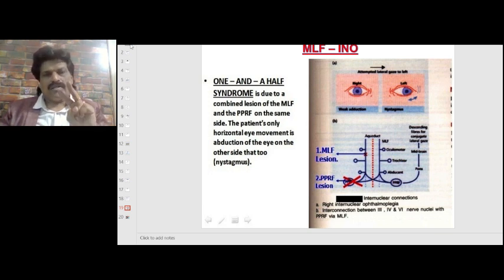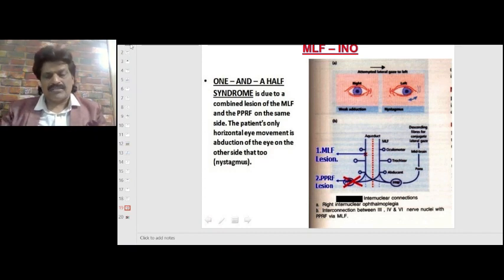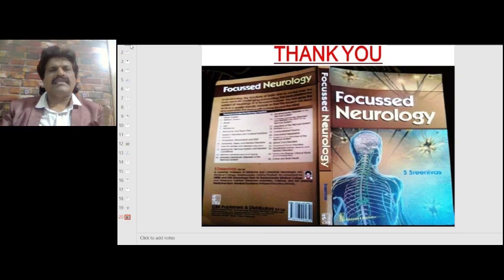Because of this, in yoked muscles, if one muscle gets affected, the other muscle gets extra compensation and mightily moves the eye to the opposite side, producing nystagmus. So one and a half syndrome is a combined lesion of the MLF and PPRF on the same side. These are all the wonderful, fascinating and challenging concepts of supranuclear pathways of eye movements. Very interesting and very fascinating, but challenging too.